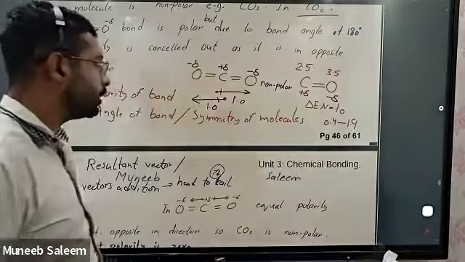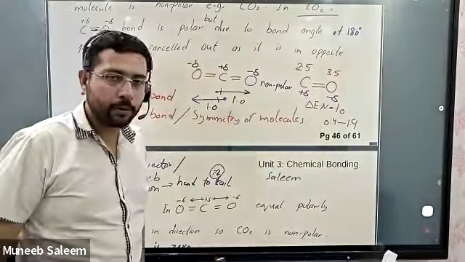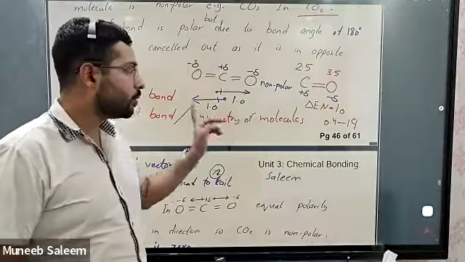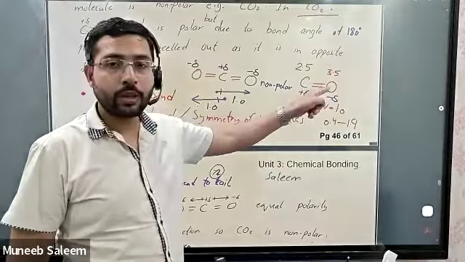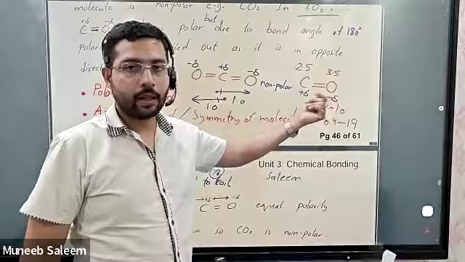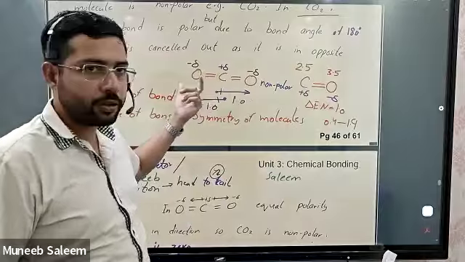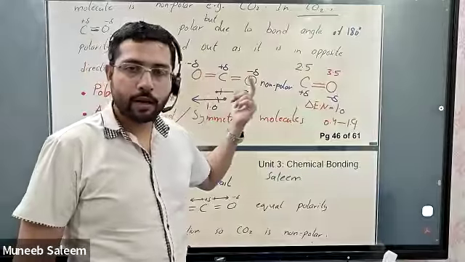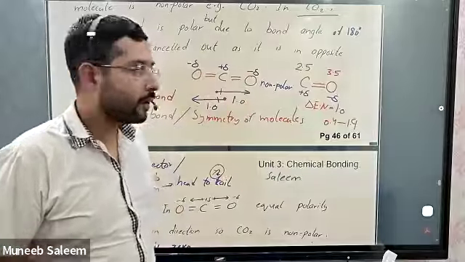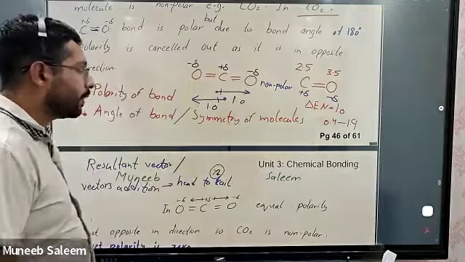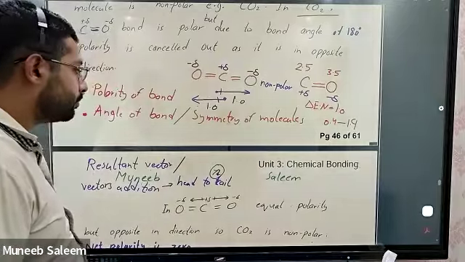CO2 is a non-polar molecule. It does not contain dipoles in the molecule. Although we saw there was a dipole in the bond on one side, and there was also a dipole on the other side, those two dipoles cancelled out each other completely because of the exactly linear shape.